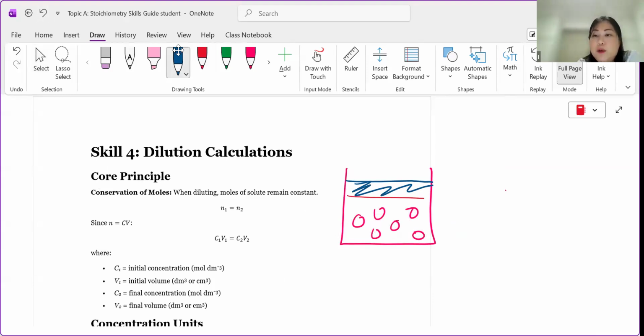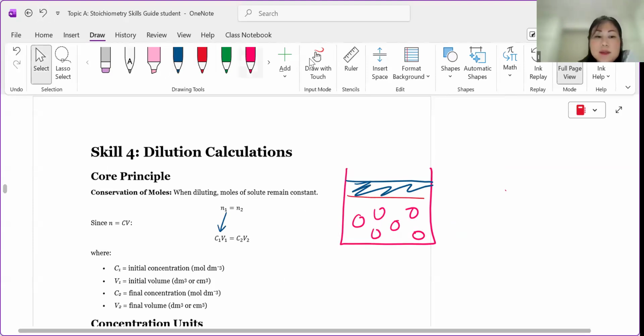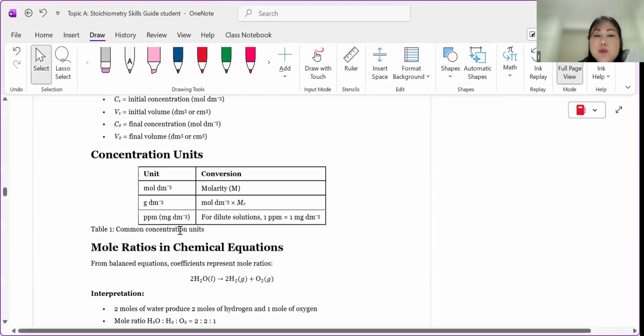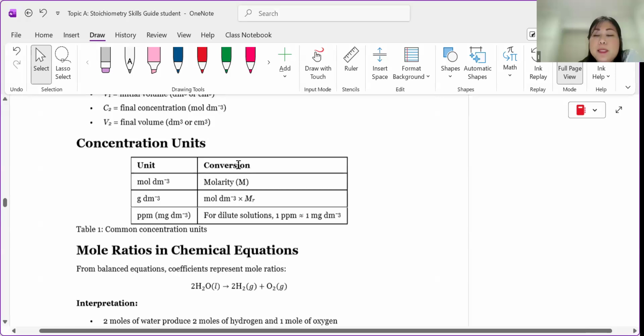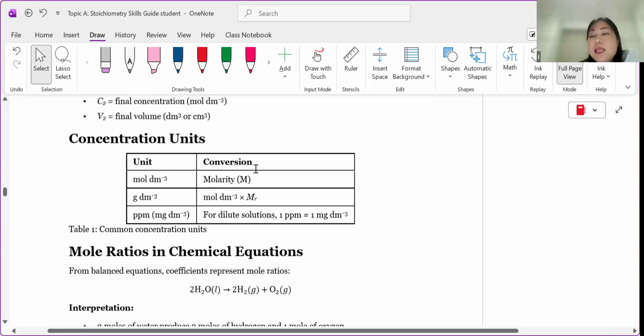So for dilution, we do not use mass over Mr or volume over molar volume or particles over Avogadro's constant. We use concentration times volume. Concentration times volume is the number of moles. So C1V1 should equal C2V2, where 1 is before and 2 is after dilution. Okay, so understand this? Now, the unit for concentration is usually mole per dm cube.